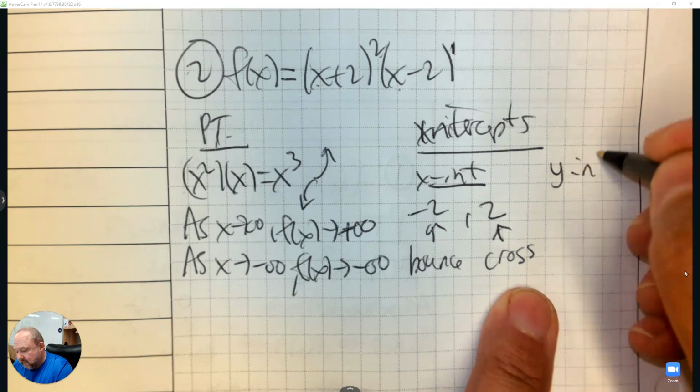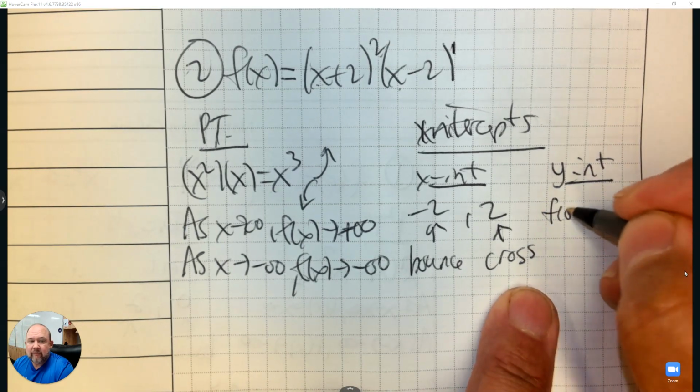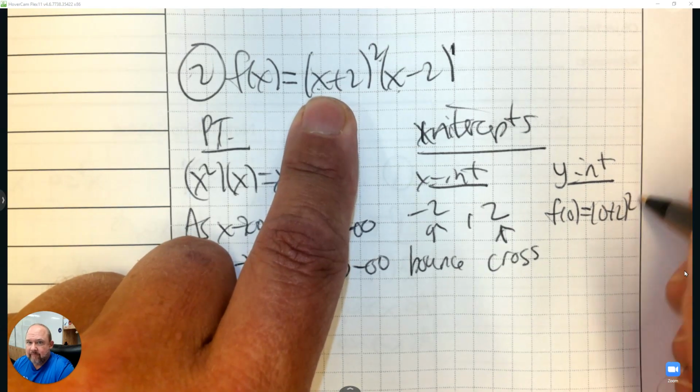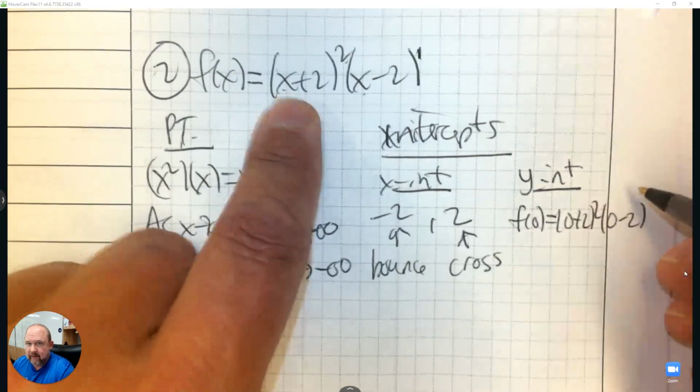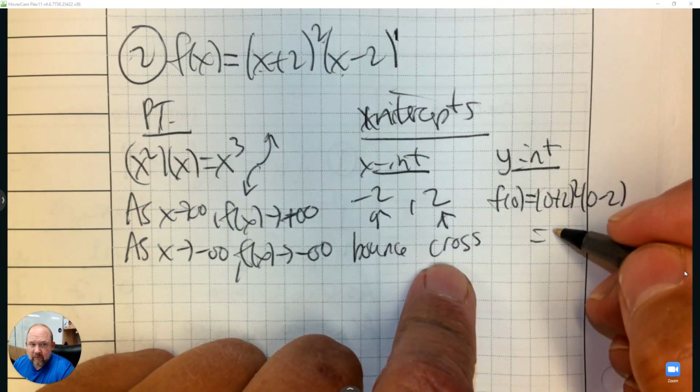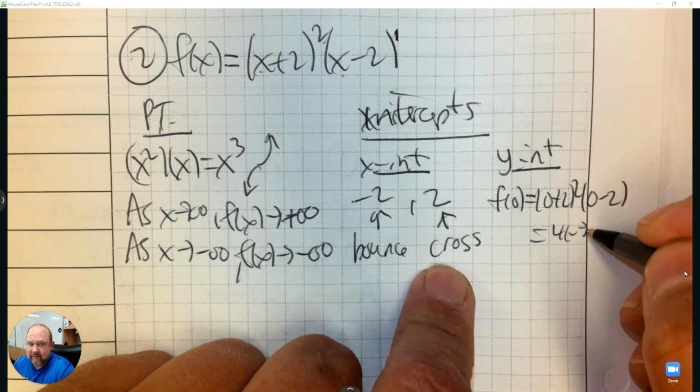To find the y-intercept, we plug in 0 and solve it. So it's 0 plus 2 squared, and then 0 take away 2, and then solve that. So 0 plus 2 is 2, and 2 squared, so it's 4 times negative 2, so it's negative 8.